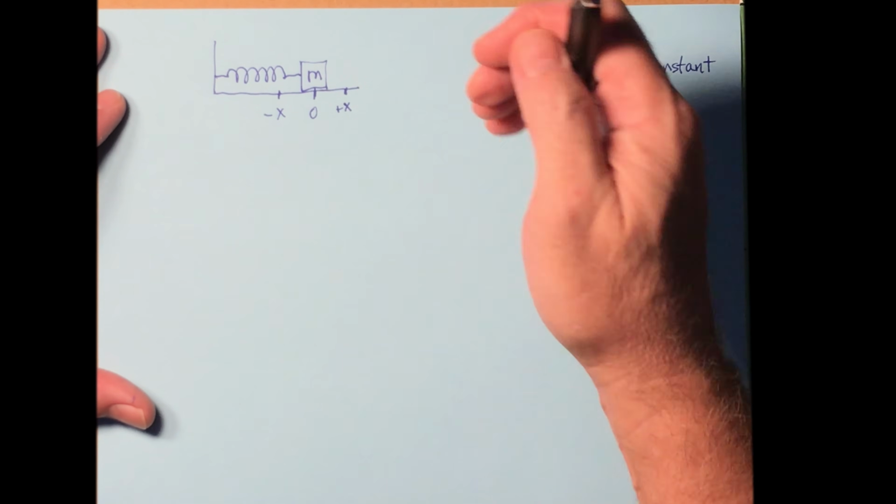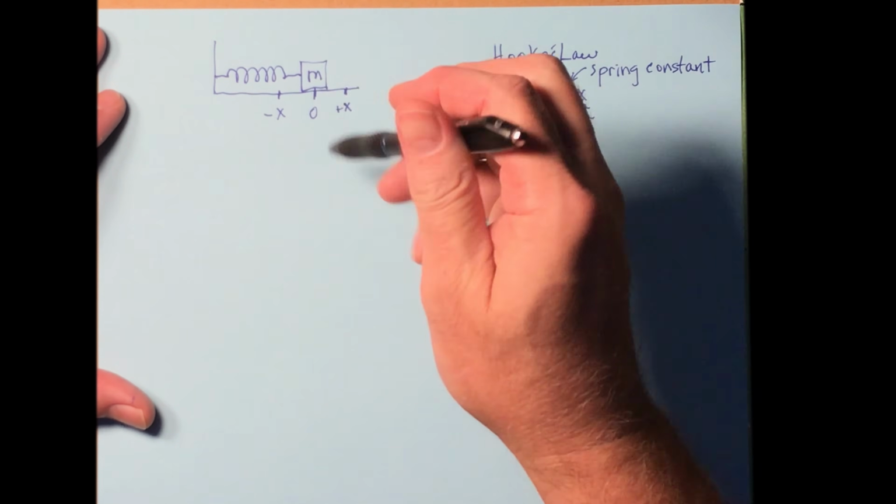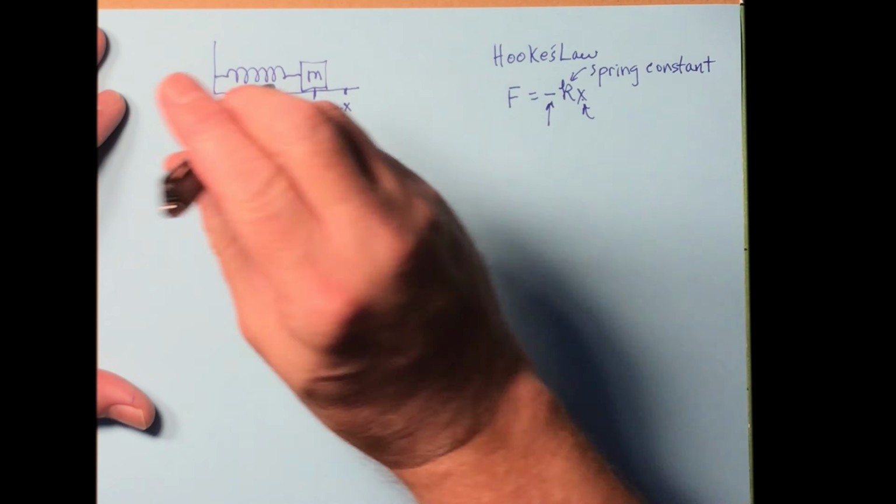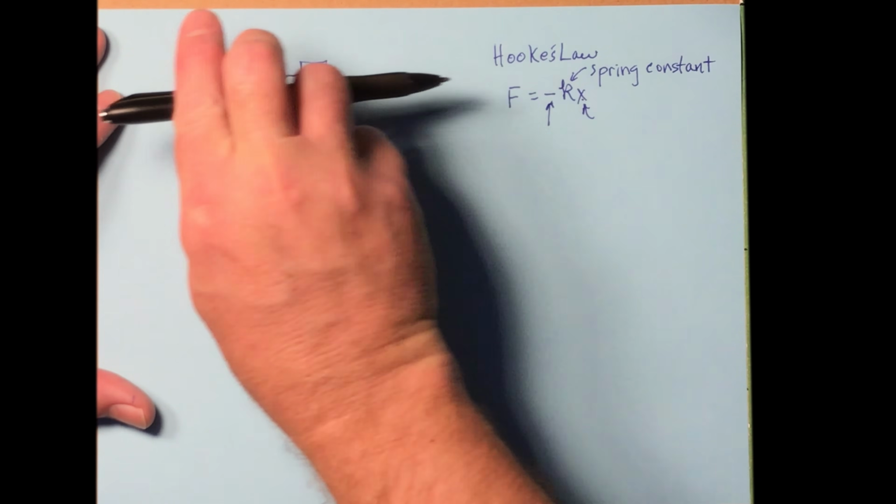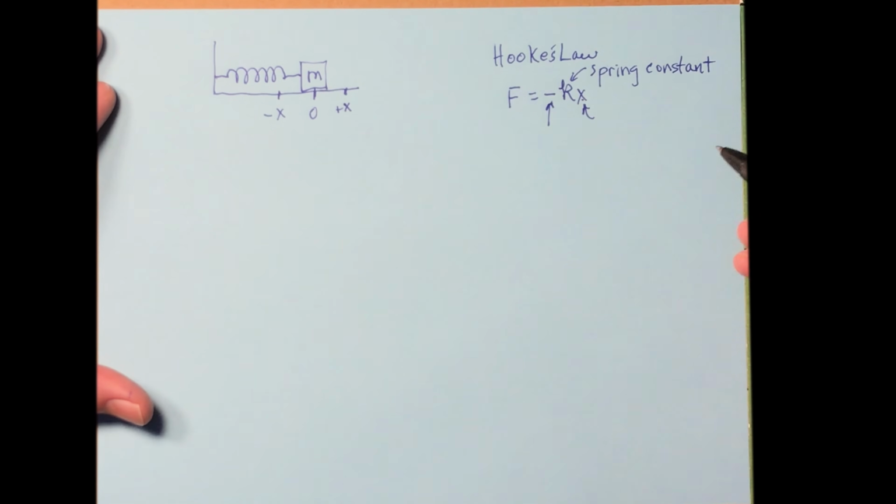It's that way. But over here, when the spring is compressed, if x is in the negative direction, then the force due to the spring is going to be to the right because it's pushing it away.